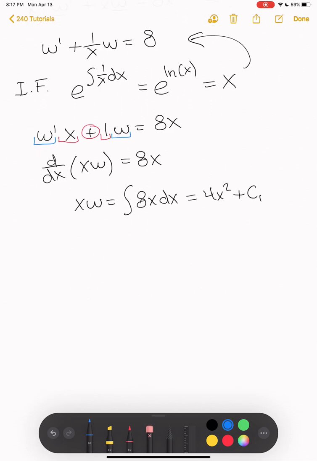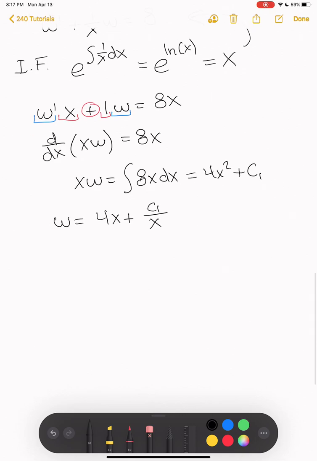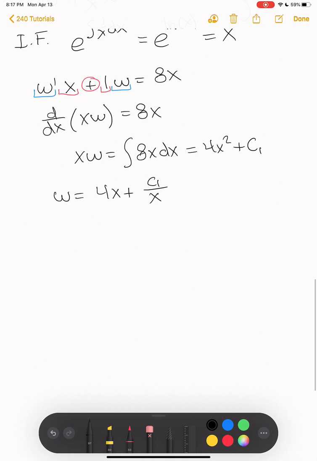What you do now is you just solve for w. So w then, you just divide everything by x. You get 4x plus c1 over x. Okay, and so what you've done is you've exhausted the process pretty much. Now what you have to do is you have to start working backwards. So we substituted something in for w, so we need to find what that is. And then we also had to do something to our u in the first place.